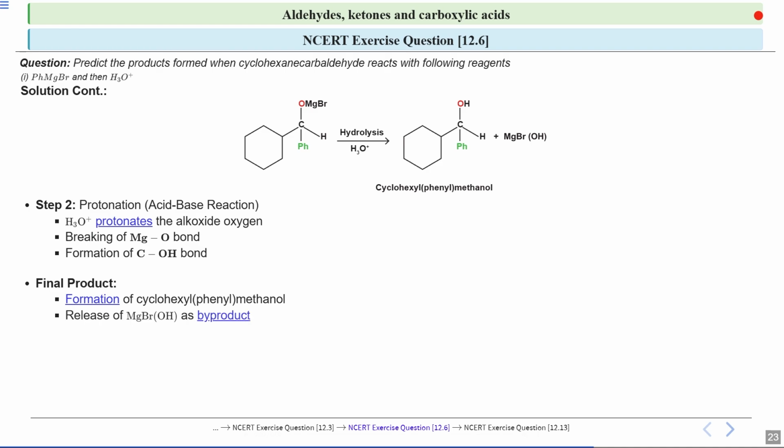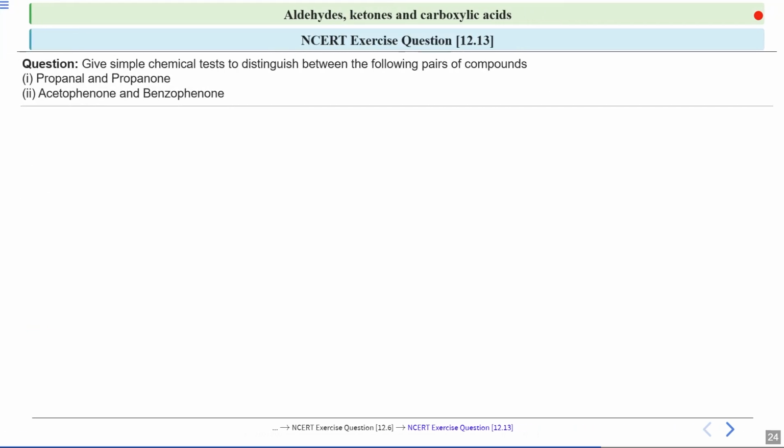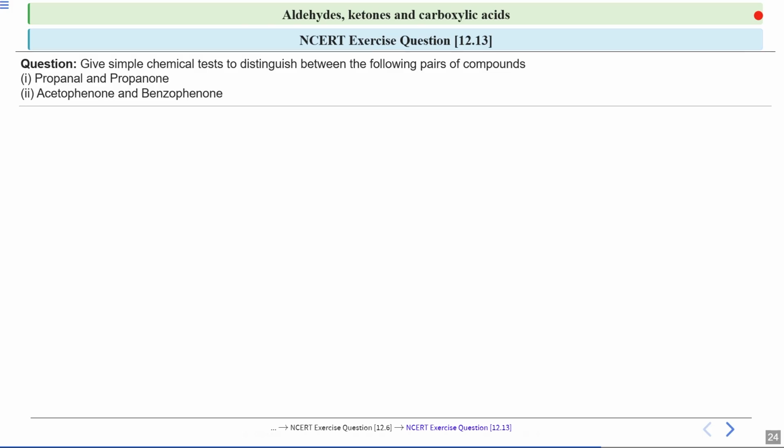As a byproduct, magnesium bromide hydroxide, MgBrOH, is released. This comes from the magnesium part of the Grignard reagent. So this was the solution for how we predict the products when cyclohexane carbaldehyde reacts with PhMgBr, which is further followed by hydrolysis. Now we will move on to the next question.